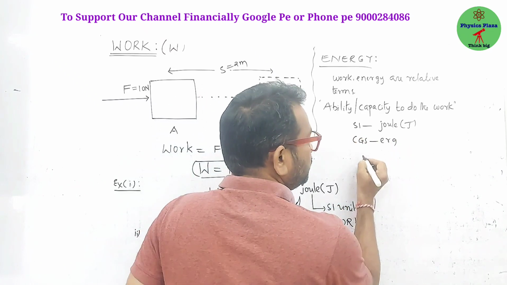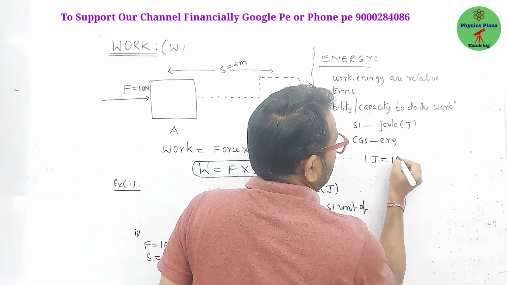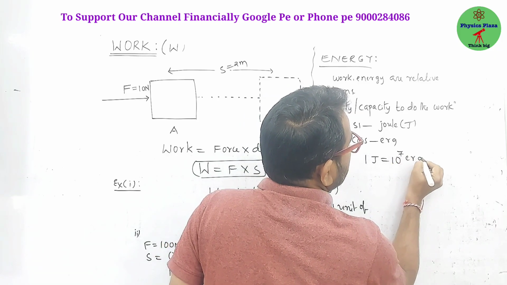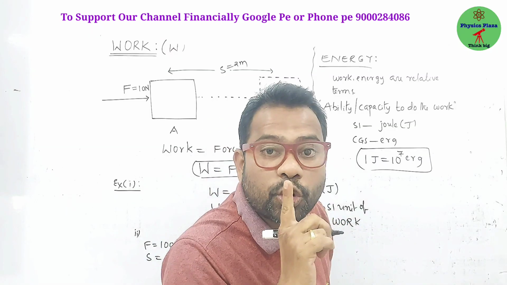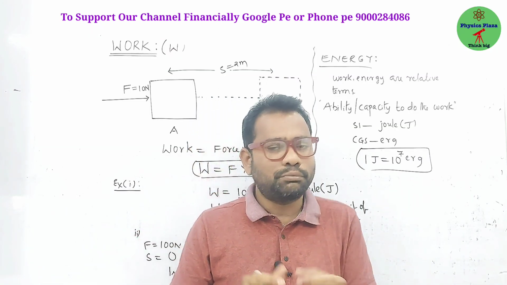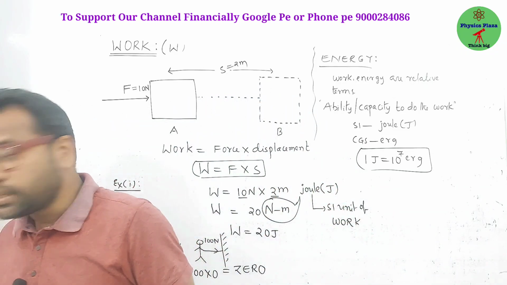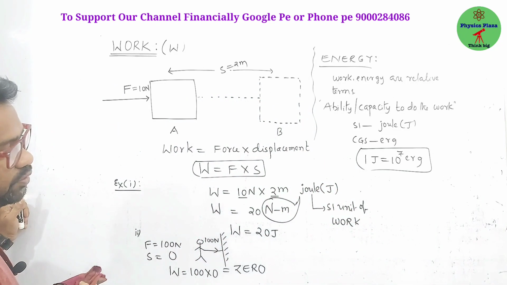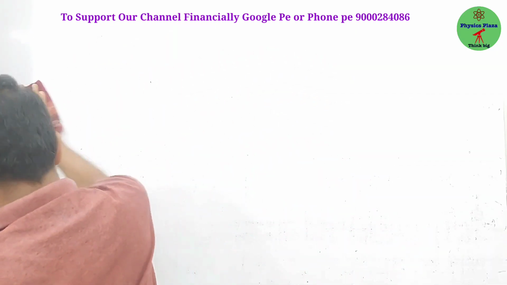SI unit is joule, CGS unit is erg. Children, we have a relation between these two: 1 joule is equal to 10 power 7 erg. It's just extra information, just keep it in your mind. They may not ask this relation in the exam, but it's for knowledge only. Clear? Fine. So children, this is about work and energy. Hope you have copied.